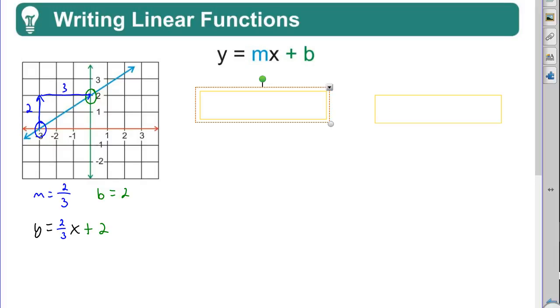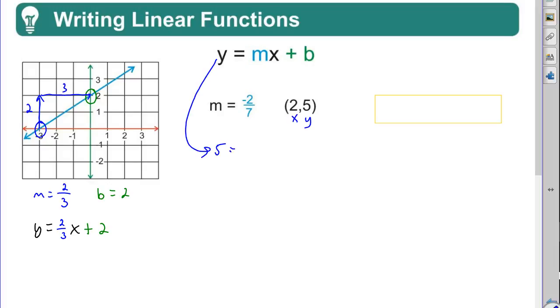What's a second situation? Well, maybe they're going to give you the slope and a point. Now, remember, you can use the point slope formula, or I like to show you just use y equals mx plus b. All right, I know my y value is 5, so I'm going to substitute that in for y. I know my m is negative 2/7. I know my x is 2, so I'm going to sub that in for the x, and then I'm going to solve for b. Okay. So now I do have some fractions to deal with. I have 5 equals negative 4/7 plus b. Add a positive 4/7 to both sides.